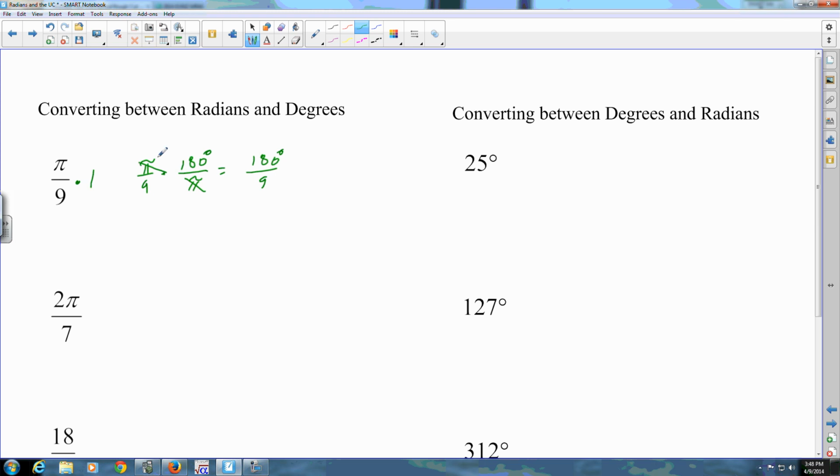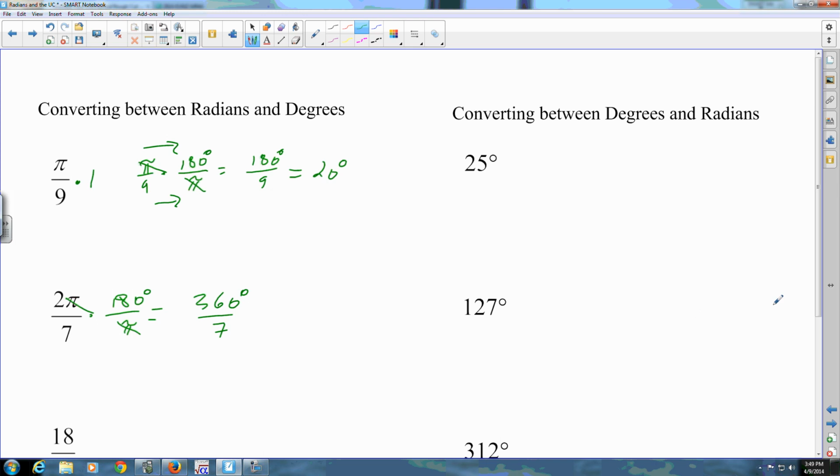When you multiply fractions, you just go straight across. You cross cancel, but you don't cross multiply. And that's 20 degrees. To convert this one, I want to get rid of radians, so that goes on the bottom. I want degrees. 7 is not going to go into 180. 2 times 180 is 360 over 7.